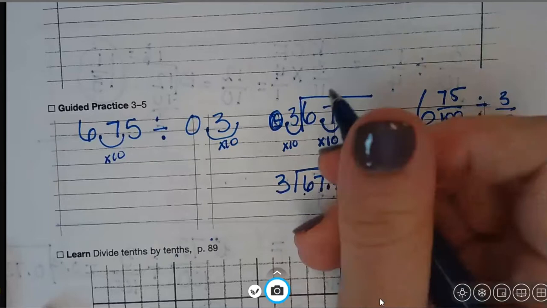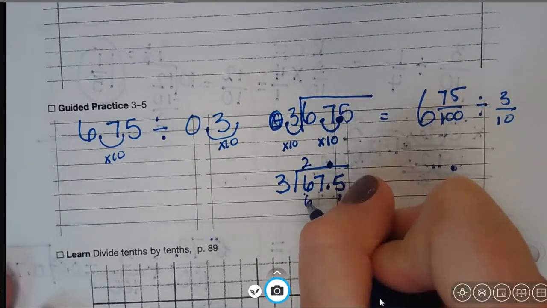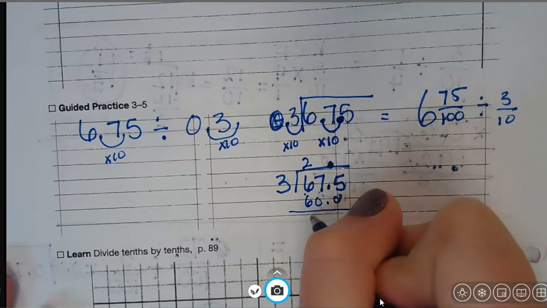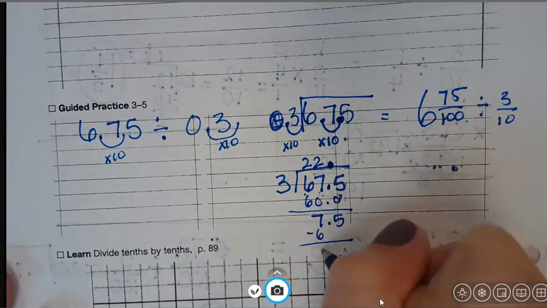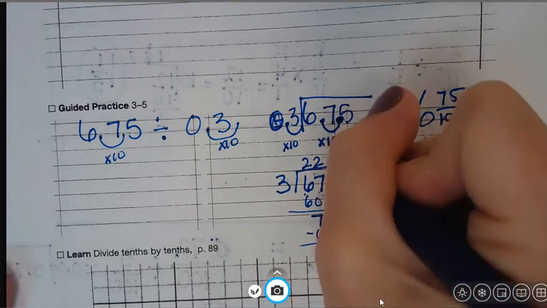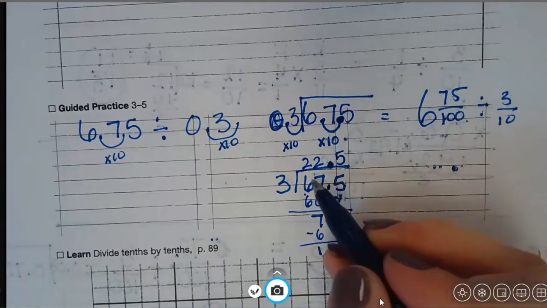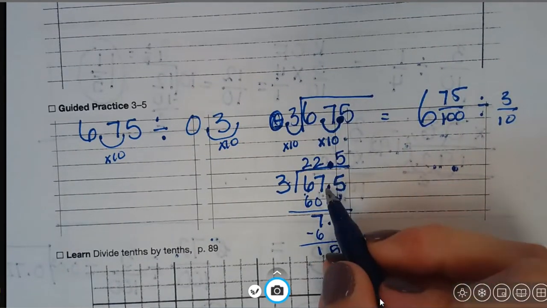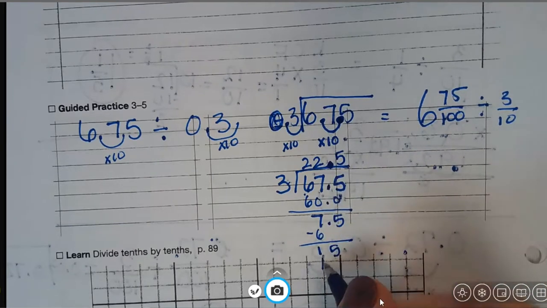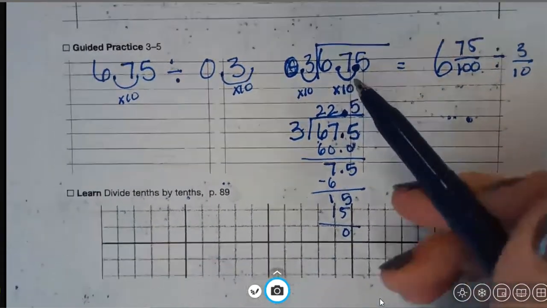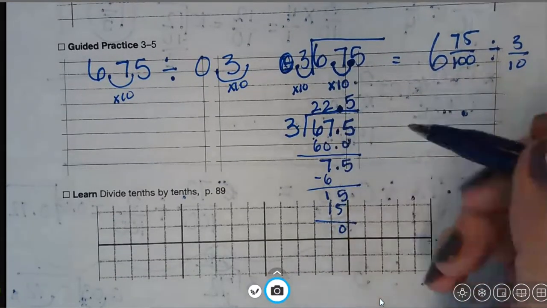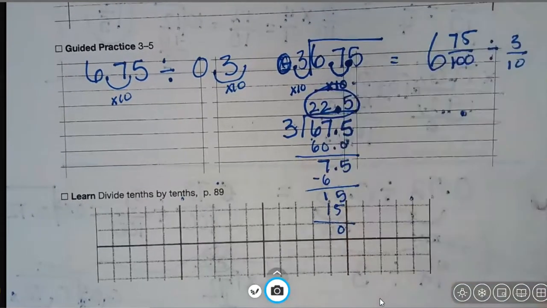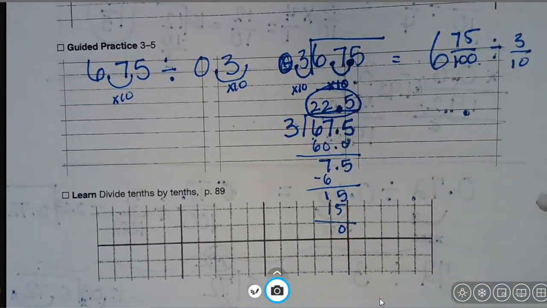So 3 goes into 6 2 times. 3 goes into 7 2 times. 3 goes into 15 5 times. So it's important to line up your division problem so you make sure the decimal point gets in the right spot. And then this is where you can check: is 22.5 times 3 equal to 67.5? You can also check it on your calculator. Once you do, you can circle your answer. So that is how you divide a decimal by another decimal or a number by a decimal.